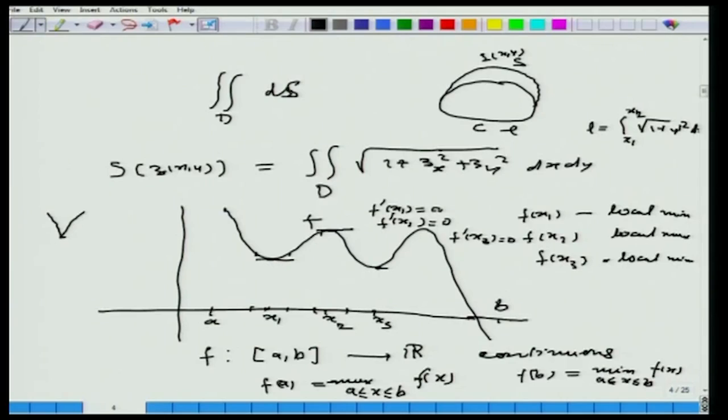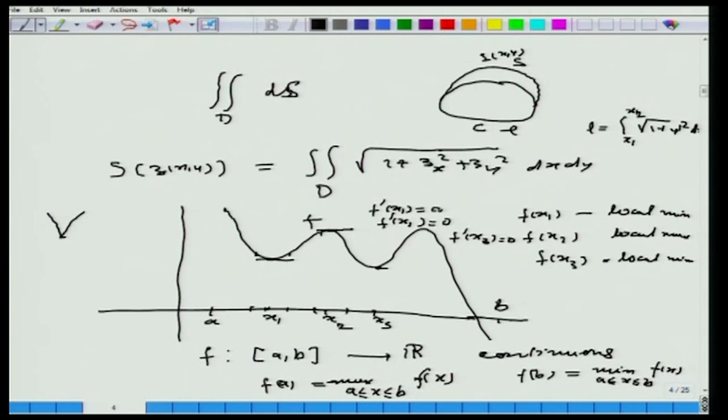Here, let us recall certain concepts related to finding the points where a given function takes the minimum or maximum value. There are certain points where the function takes the maximum value over the whole interval; such a point is called a global maximum. Or at a certain point the function takes the minimum value over the whole interval; such a point is called the global minimum.